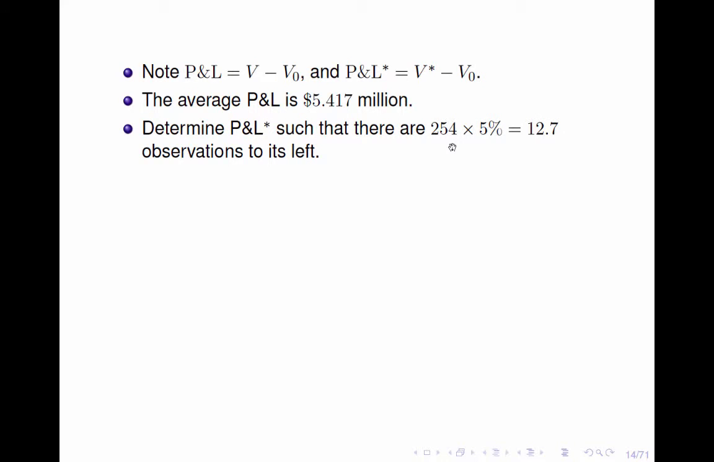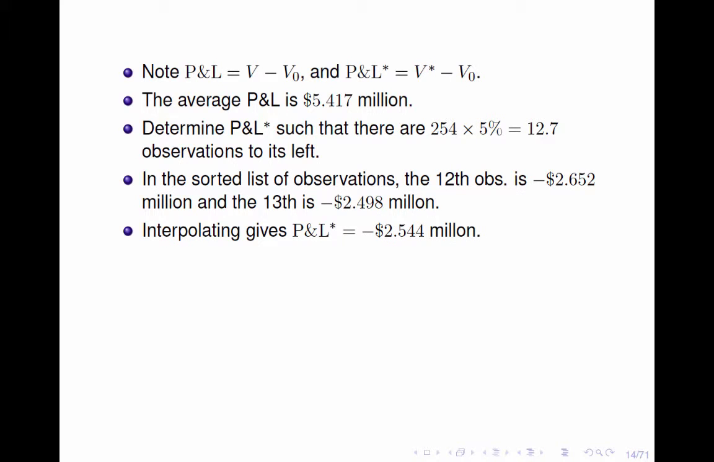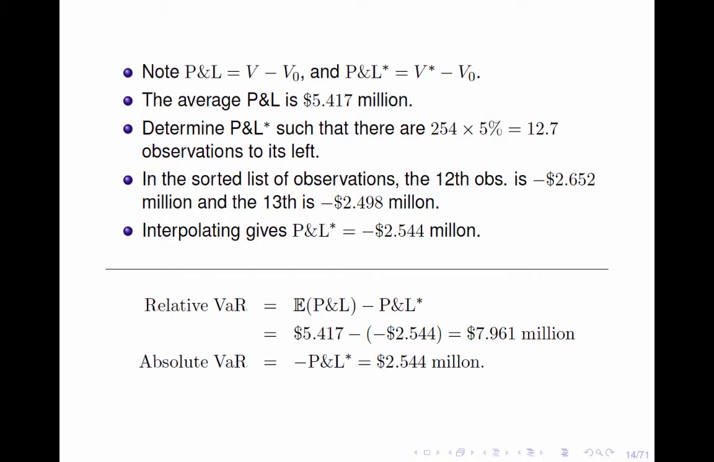Since the total number of observations is 254, to calculate the VAR at 95% confidence level, we need to determine the profit and loss star such that there are 12.7 observations to its left. In the sorted list of observations, the 12th observation is minus $2.652 million, and the 13th is minus $2.498 million. A linear interpolation gives the profit and loss star being minus $2.544 million. Therefore, we can get the relative VAR and the absolute VAR at 95% confidence level, respectively, as follows.